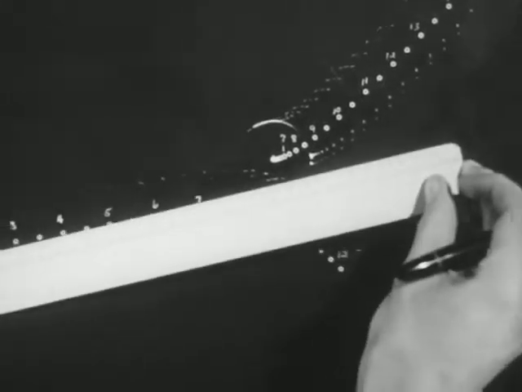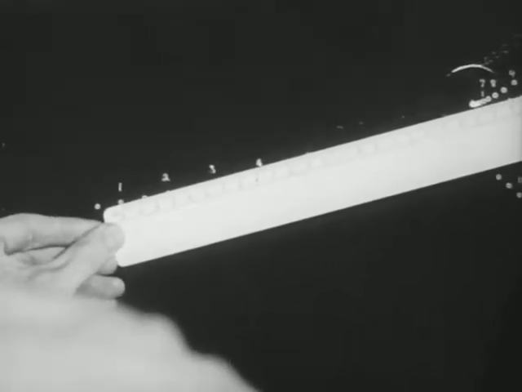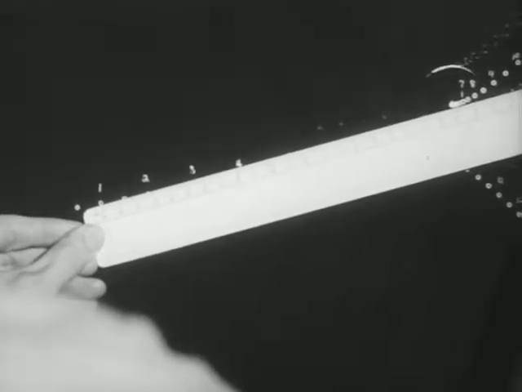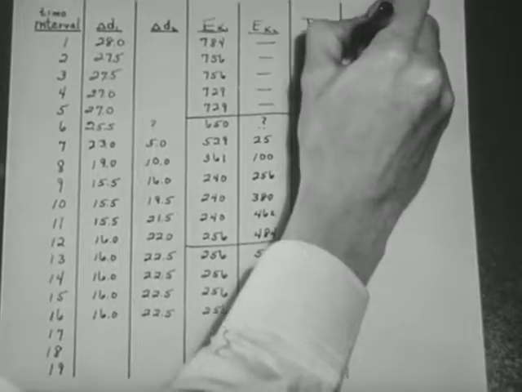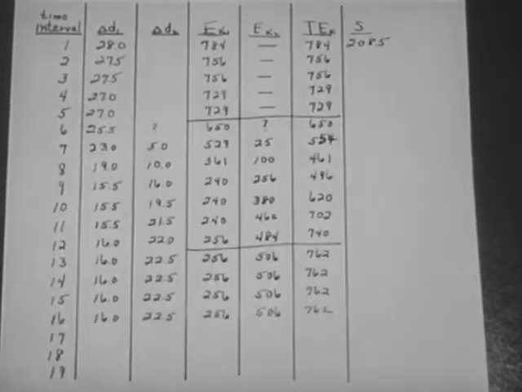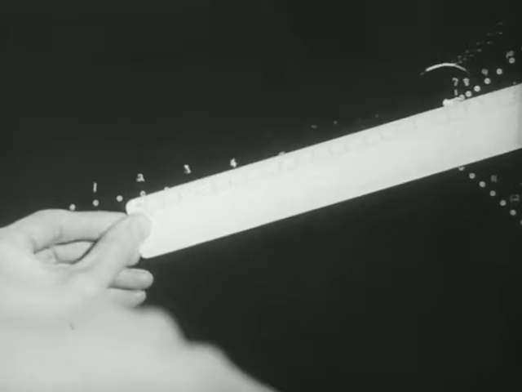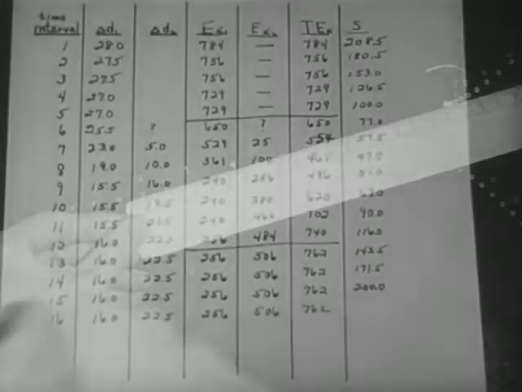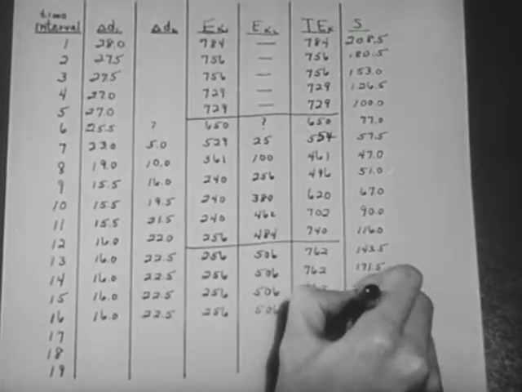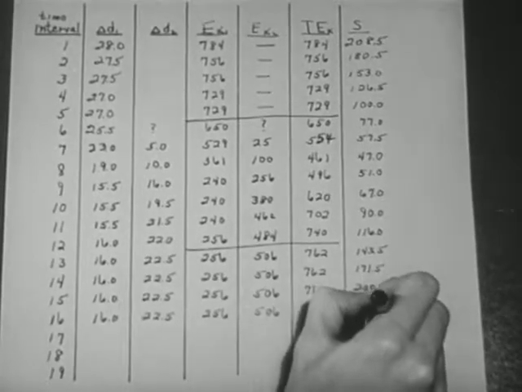All right, in the first time interval, the average separation is 208.5 millimeters. And in the second, 180 millimeters. And the last is 228.5.